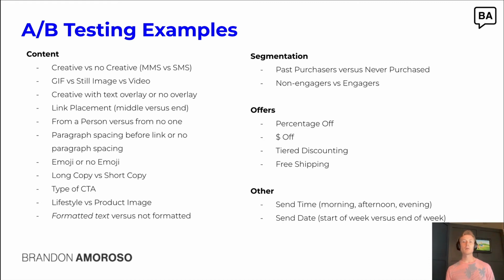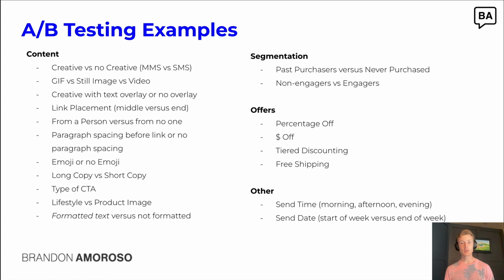Then you have your standard emojis versus no emojis, long copy versus short copy, what type of CTA, is it shop now, buy now, explore now, testing around the copy there, lifestyle versus product image, and then doing formatted text versus not formatted. This is just meant to serve as an example of the different types. There's a whole lot of other ones that I'm sure you'll be able to come up with, but this should be a nice launching pad for you.